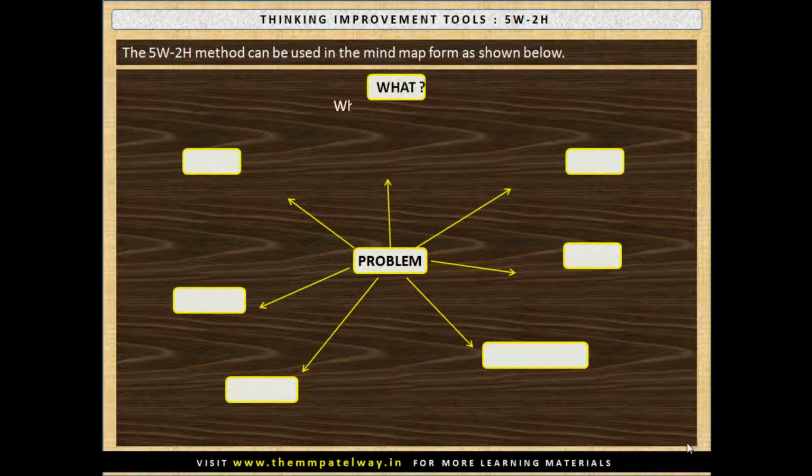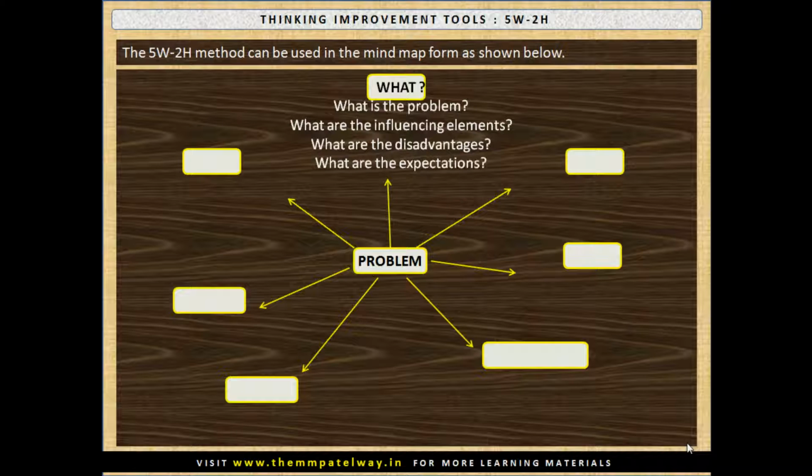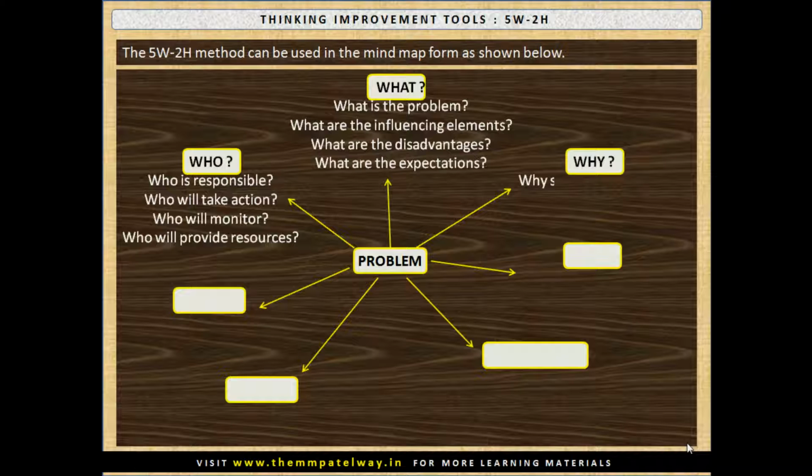For what? What is the problem? What are the influencing elements? What are the disadvantages? What are the expectations? Coming to who is responsible? Who will take action? Who will monitor? Who will provide necessary resources, etc. Coming to why should we change? Why should he do this?